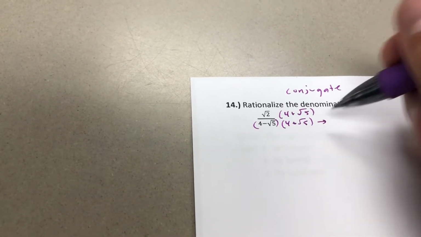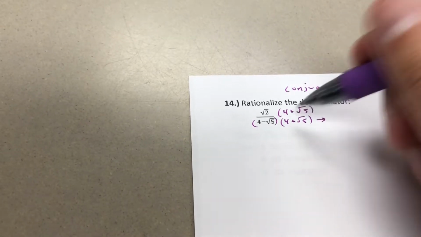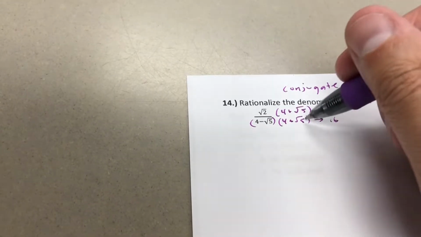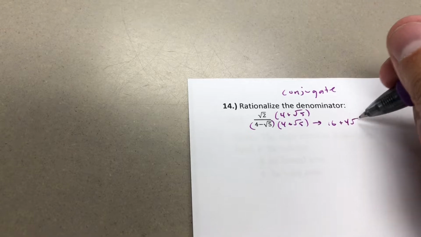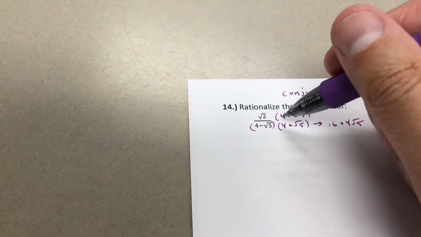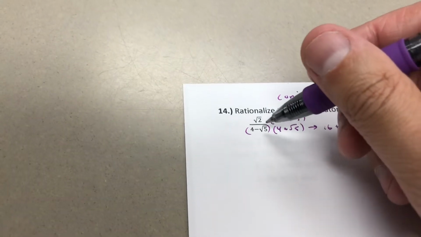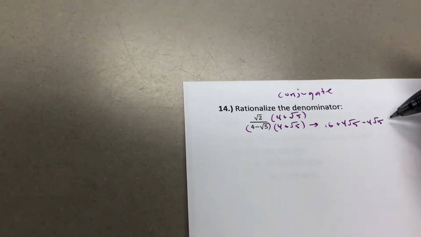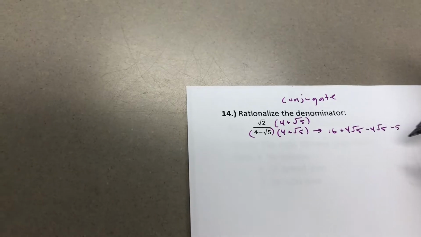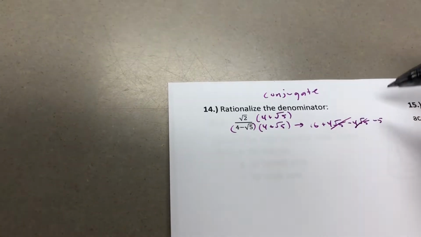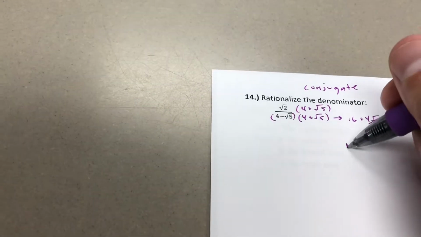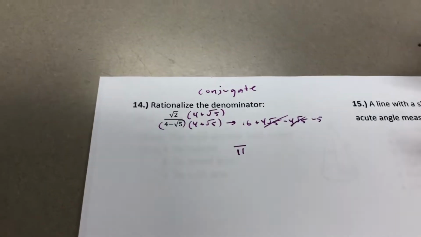So on the bottom, this is going to be FOIL. 4 times 4 is 16. 4 times the square root of 5 is 4 radical 5. 4 times negative square root of 5 is negative 4 radical 5. And negative radical 5 times positive radical 5 is negative 5. Notice the radicals cancel. That's the whole idea. 16 minus 5 is 11, so our denominator ends up being 11.